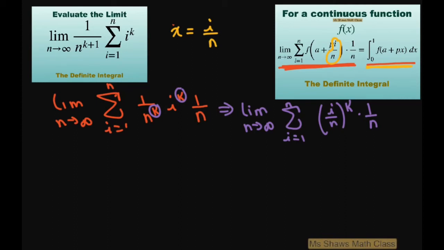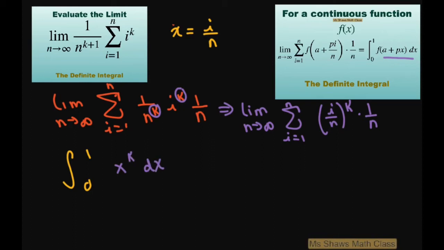Now I can rewrite this as an integral from 0 to 1, and it's already in this format. Let me erase some of this. And we're just looking at this. So it's just going to be x to the power of k dx.